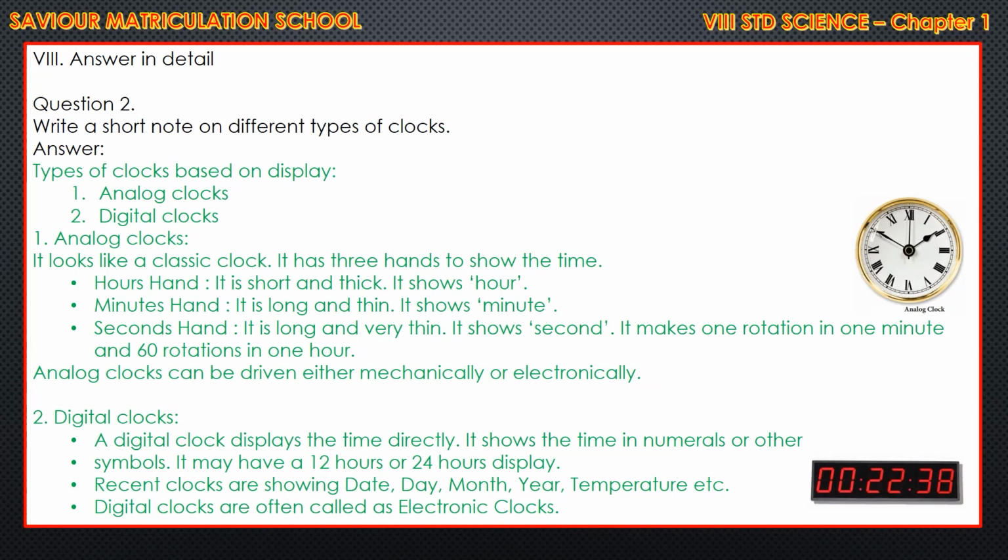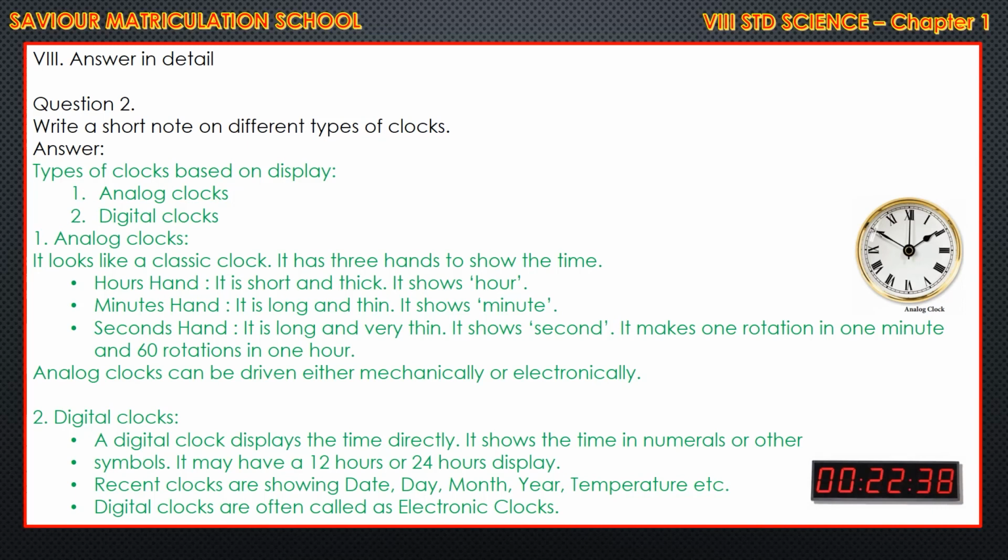It has three hands to show the time. It looks like a classic clock. Wherever the full stops are, just consider them as points. So analog clocks look like a classic clock. First one, it has three hands to show the time. Hours hand is short and thick, it shows hour. Minutes hand is long and thin, it shows minute. Seconds hand is long and very thin, it shows second. It makes one rotation in 1 minute and 60 rotations in 1 hour. Analog clocks can be driven either mechanically or electronically.